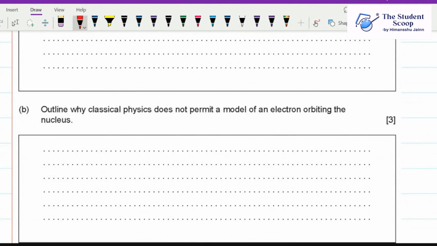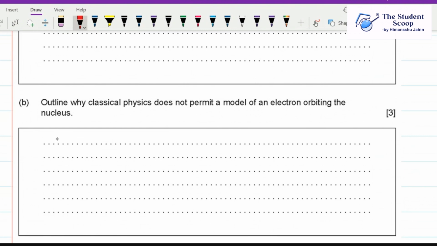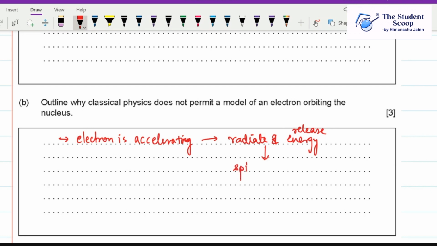Outline why classical physics does not permit a model of an electron orbiting the nucleus. Okay, so according to the classical model, an electron orbiting the nucleus is accelerating. There is some kind of centripetal acceleration, and an accelerating electron will radiate and release energy. And what will happen to its orbit then? It radiates, releases energy, and it will spiral down towards the nucleus.